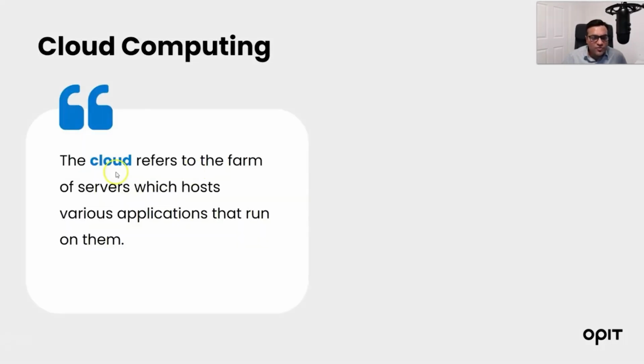So what is a cloud first of all? A cloud refers to the form of servers which host various applications that run on them. The form of servers, you can see as if they are servers. They are a group of servers which are sitting inside a data center. And what are they running? They are running various applications. They can be web applications, your database application and whatnot.